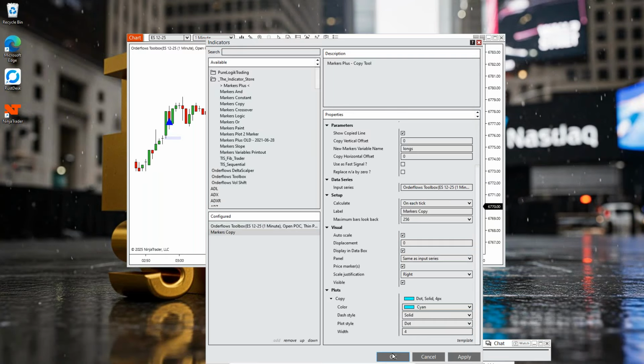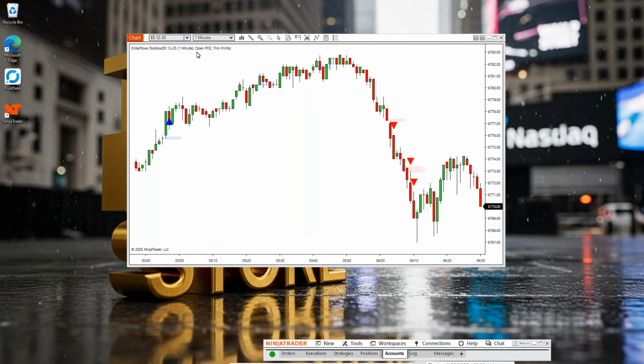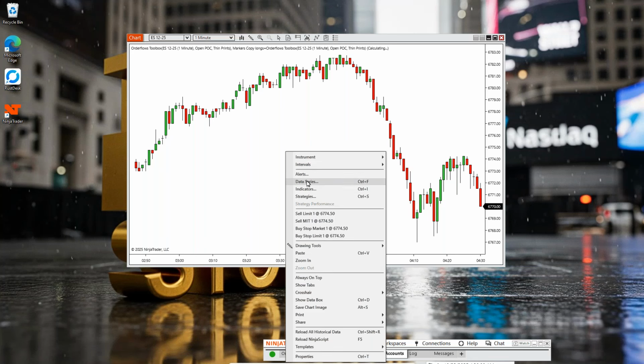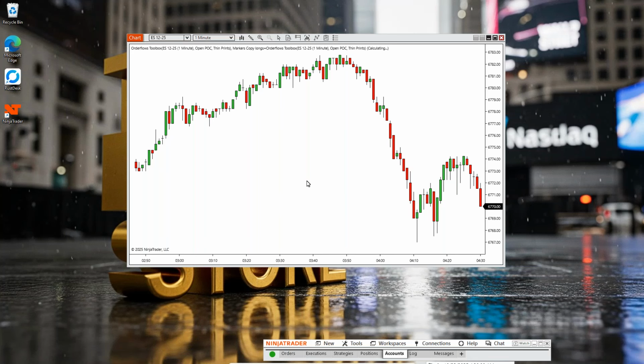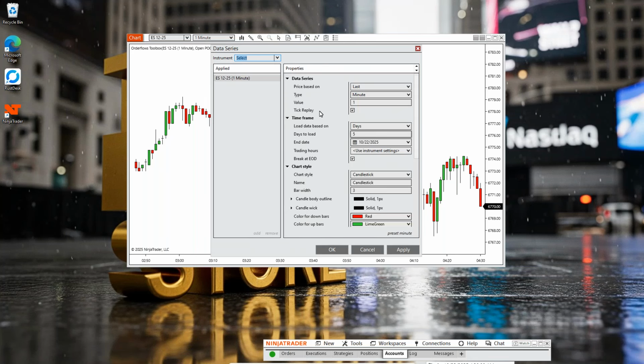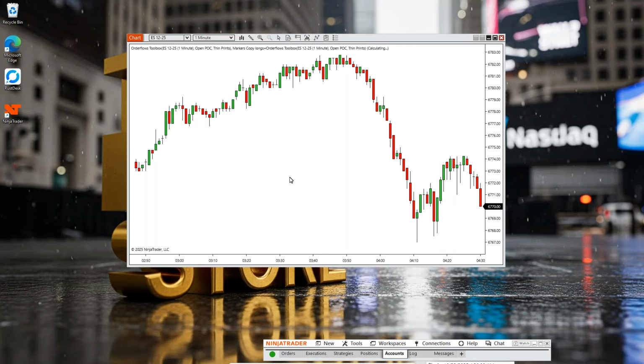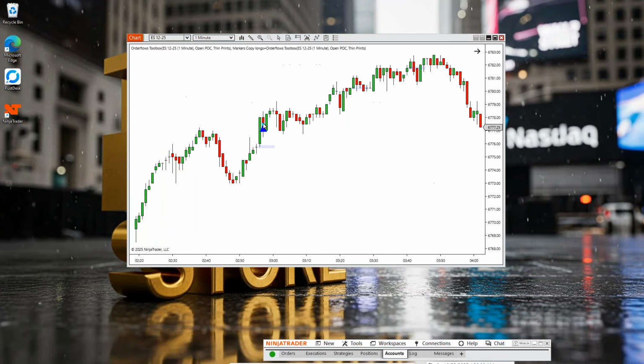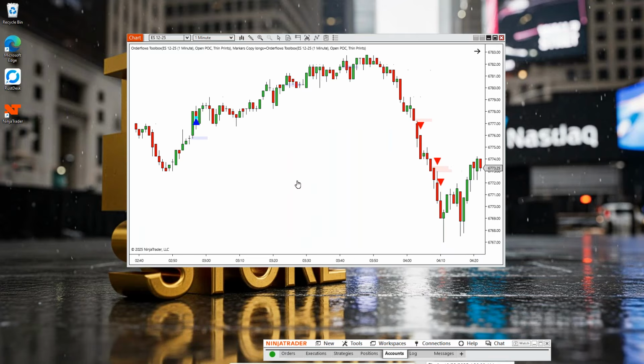Okay, when I click on OK, this chart has tick replay, so it takes some time. You need to have tick replay. So we need to wait. Okay, and there you have it. This is the signal of the indicator and the copied signal, and you can see that they match.